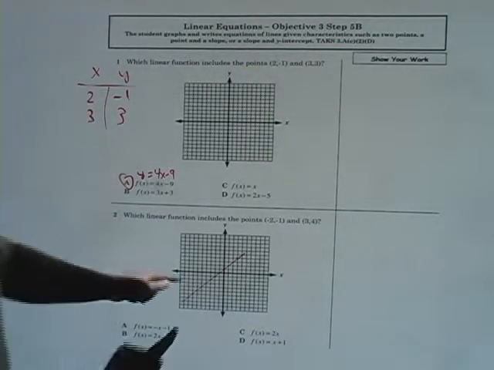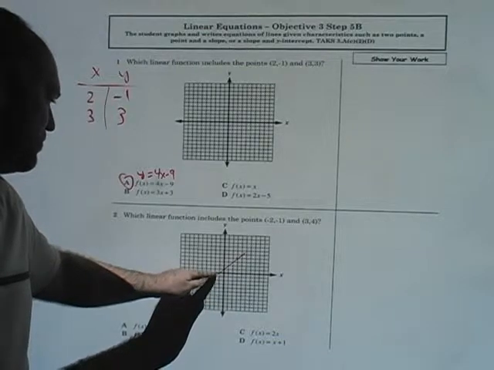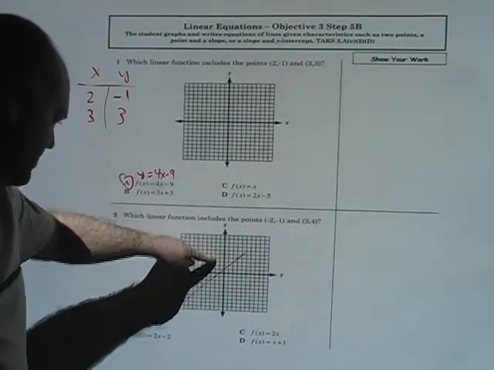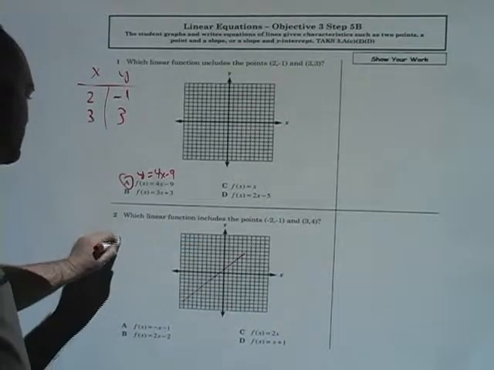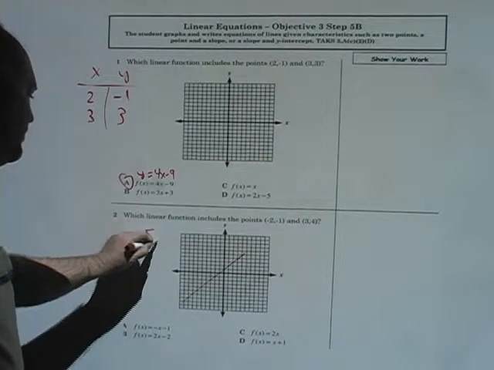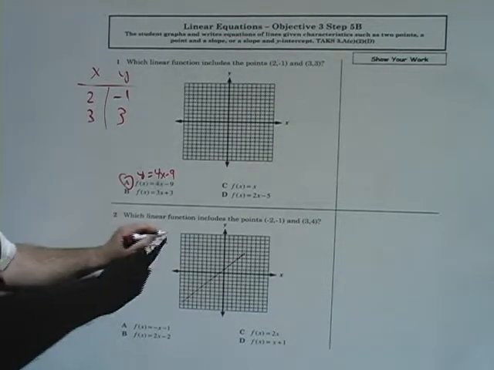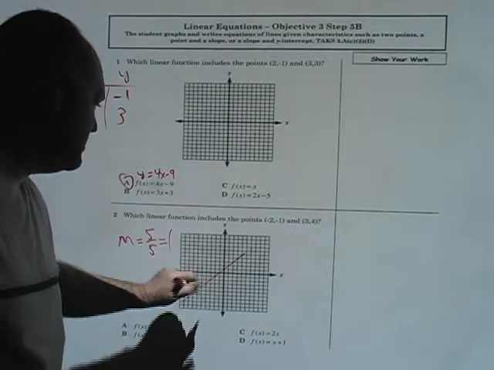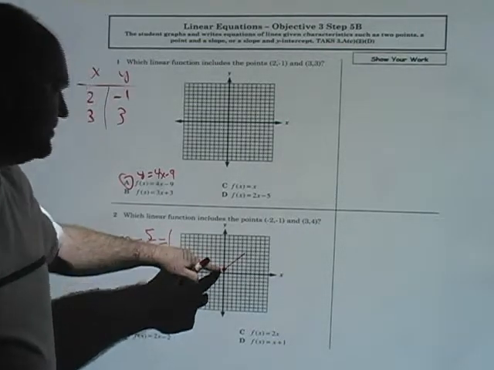Okay, what's the slope? Well, we count from this point to this point. It goes up 1, 2, 3, 4, 5, and it goes over 1, 2, 3, 4, 5. So the slope is rise over run, 5 over 5. 5 over 5 equals 1. So the slope is 1. And the y-intercept looks like it's going to be right here at +1.